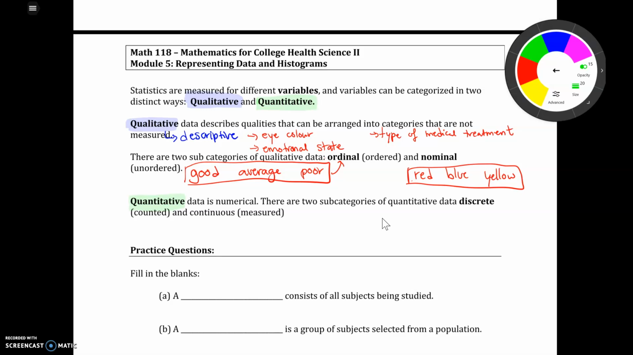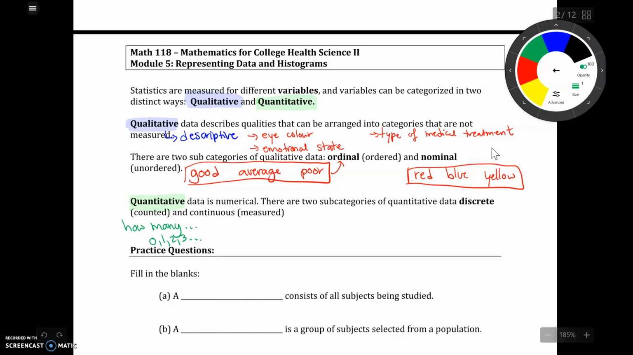We talk about discrete data, which is counted, right? Those are like our exact values. So if we ask the question, how many patients are seen at an emergency room on a given day, how many medical treatments has somebody undergone, right? 0, 1, 2, 3, right? Things that are counted are discrete.